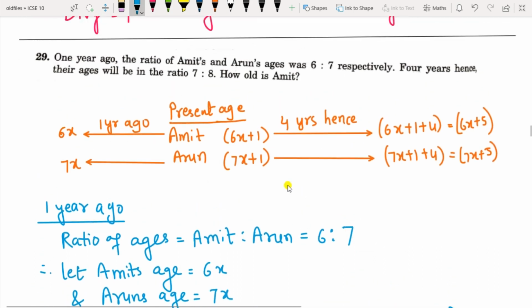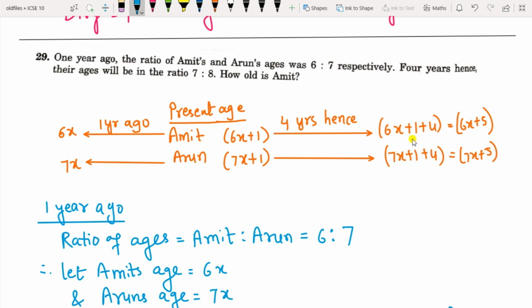Question 29. 1 year ago, the ratio of Amit and Arun's ages was 6:7. So their ages 1 year ago will be 6x and 7x respectively. To find the present age, you have to add 1 to the age 1 year ago. So it will be 6x plus 1 and 7x plus 1, the present ages of Amit and Arun respectively.